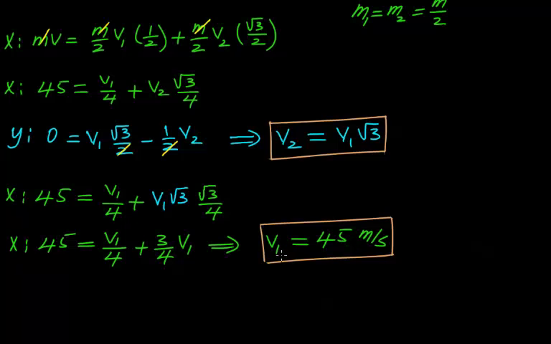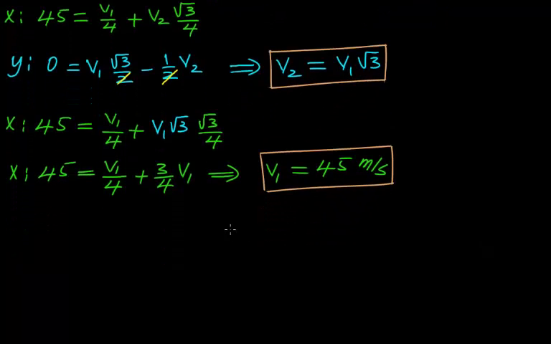To finish the question, all we need to do now is substitute the v1 into the v2 equation that I obtained earlier from the y component, and the answer is going to be v2 equals 77.9 meters per second.